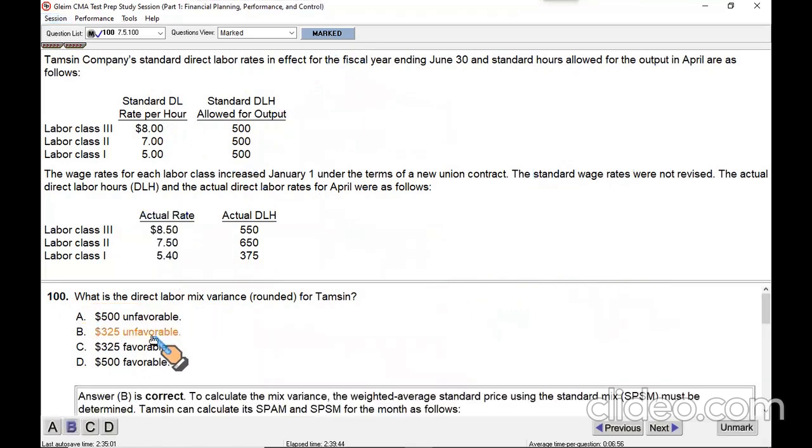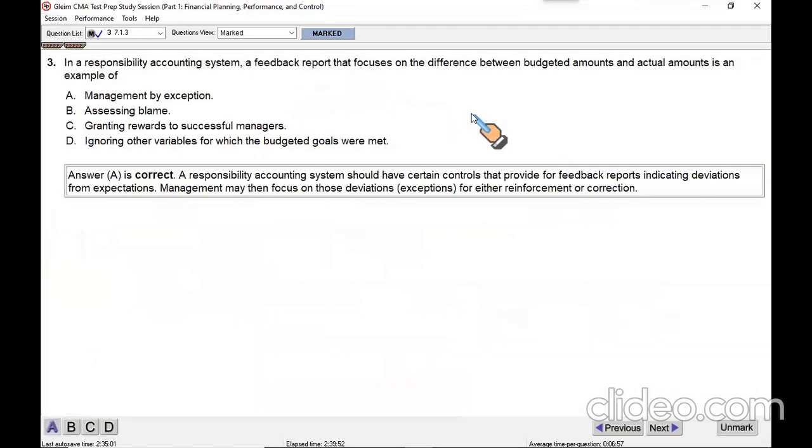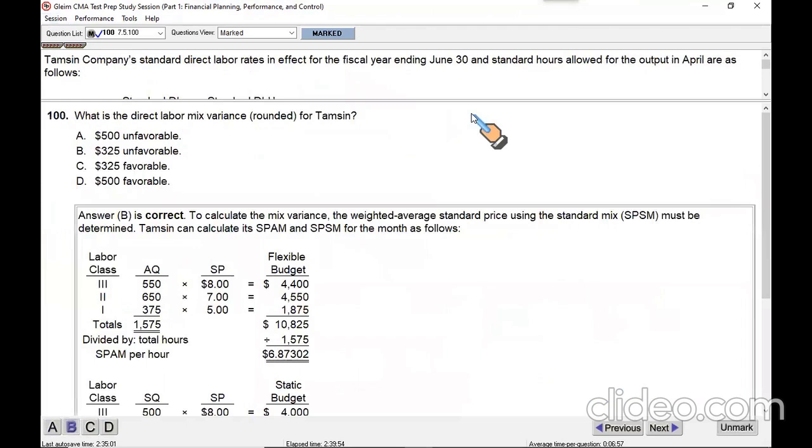So this is how you can do it with material also. If instead of labor, material is given, you will do the exact same working, and that ends your variances up to mix and yield. Our next lecture will be on overhead variances, fixed and variable overhead variances, and the sales variances.